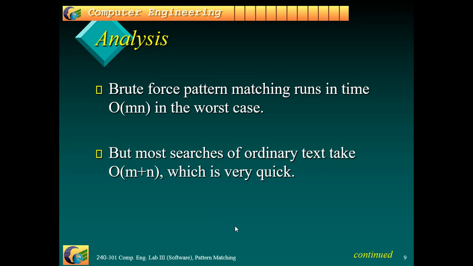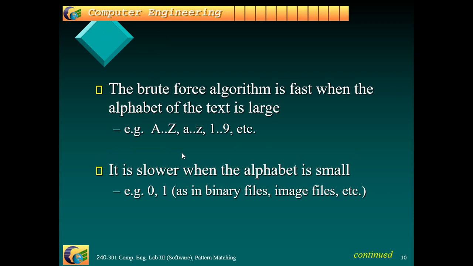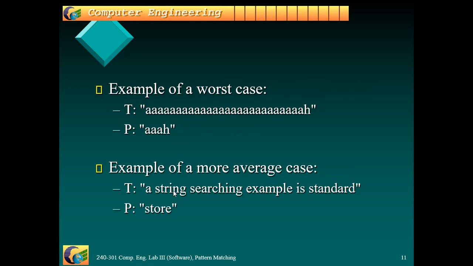Now, if you look at the time complexity of brute force, it is going to be mn in the worst case. But for most searches in ordinary text, it is m plus n. And by analyzing, we understand that the brute force algorithm is fast when the alphabet of the text is large, like when you have uppercase, lowercase, and digits. But it is very slow when the alphabet is very small, for example binary files with 0 and 1.